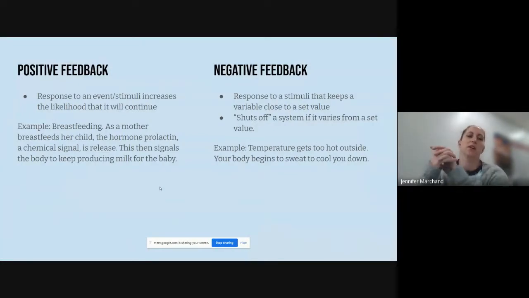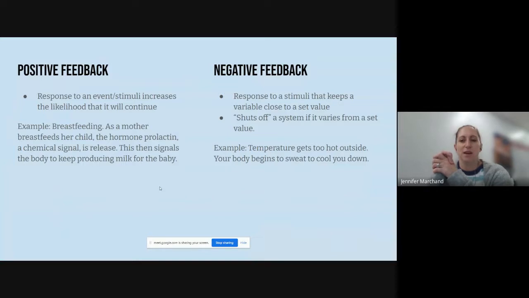Another big thing we're going to get into, and we're going to cover this a couple of times through the body systems, is positive and negative feedback. So positive feedback is an event or stimulus that increases the likelihood that it will continue. Basically, one of the only times you're going to see positive feedback is when a woman is giving birth or when a woman is breastfeeding. Every other time in the body, you're going to see negative feedback.